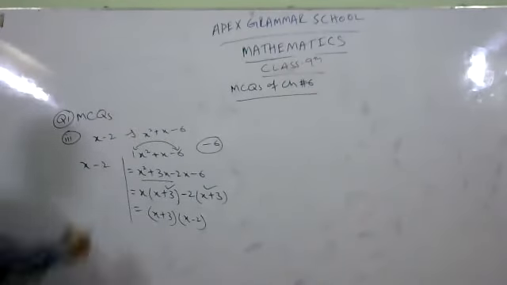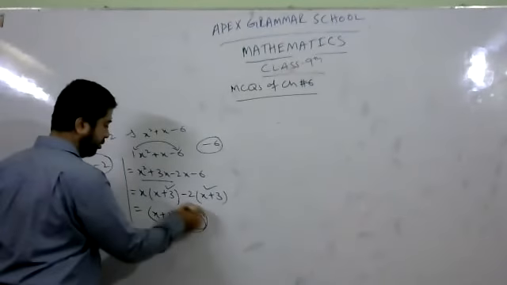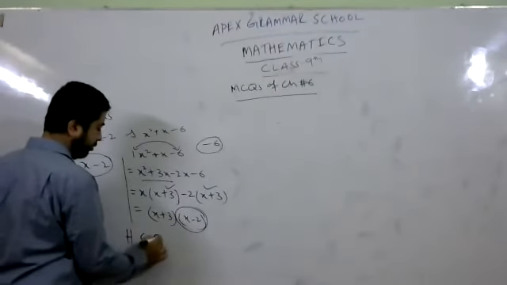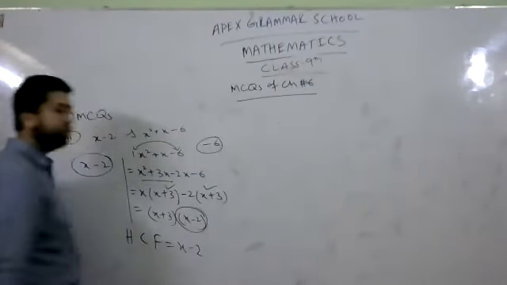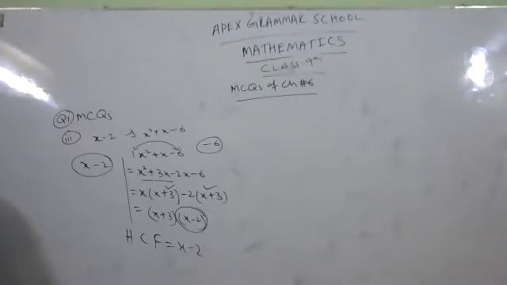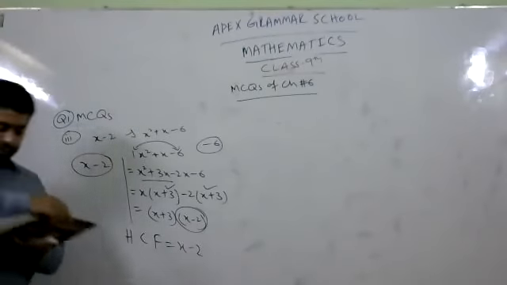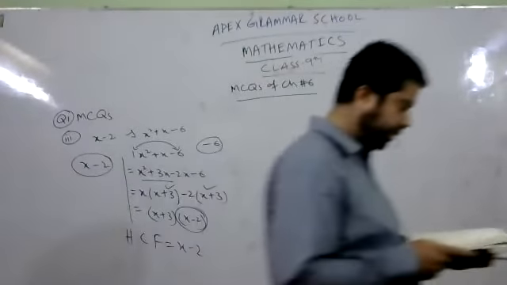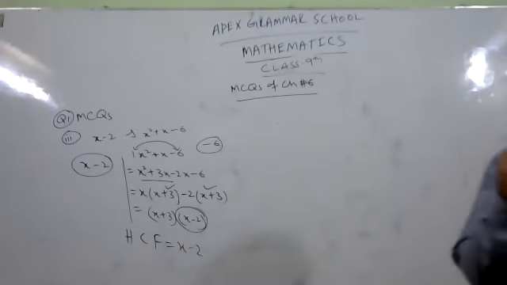Now, what are the common factors? Only x minus 2 is common. So the HCF is x minus 2, and that's it. This is option number C. You need to tick on it.